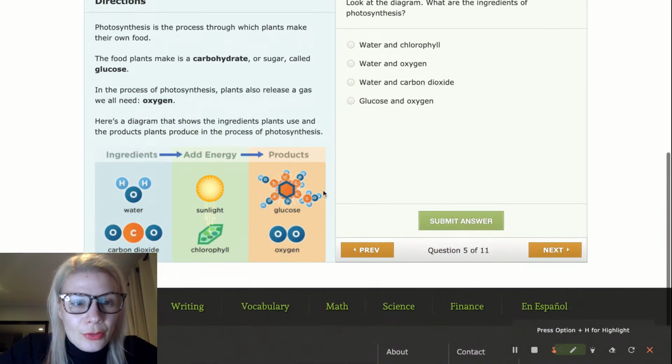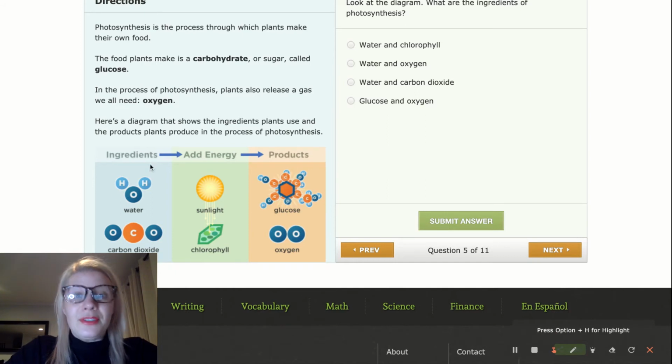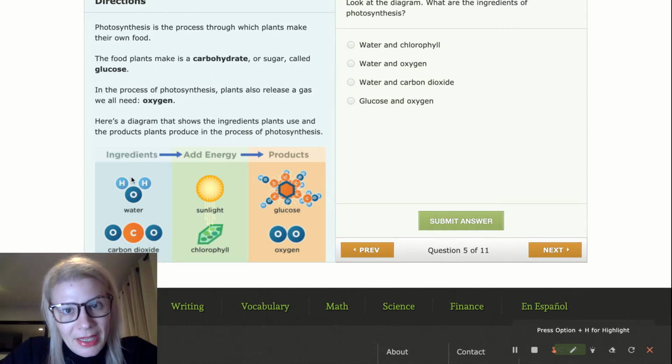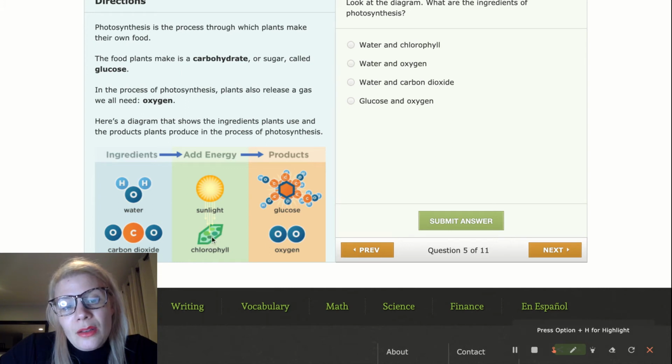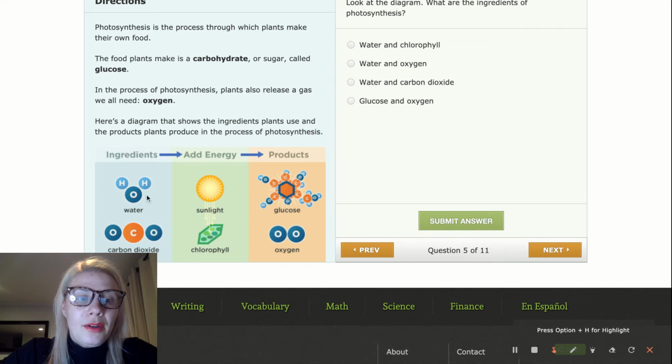So the image shows ingredients on the left, so it's moving from left to right. So the ingredients that we need so that we can make that glucose, that sugar, or so that plants can, because we're not a plant, we need water, which is H2O, and we need carbon dioxide, which is CO2. Okay, then we have to add energy. We need the sun's energy, and we have to have that green pigment in plants, chlorophyll, because that absorbs the sun's energy. So for photosynthesis to occur, we need water, carbon dioxide, and sunlight.